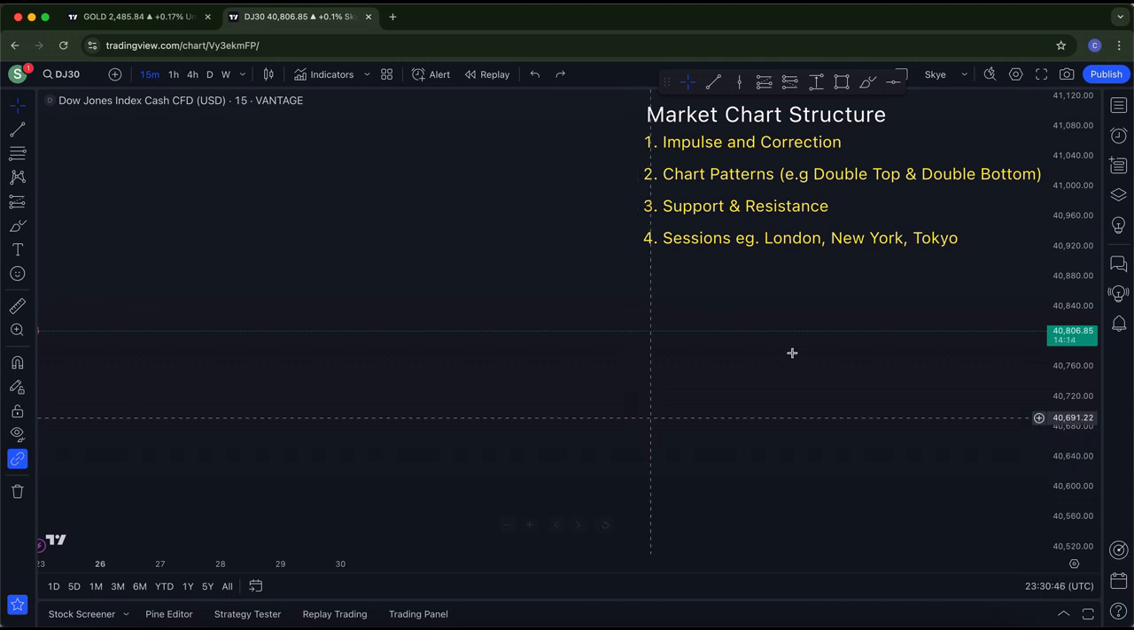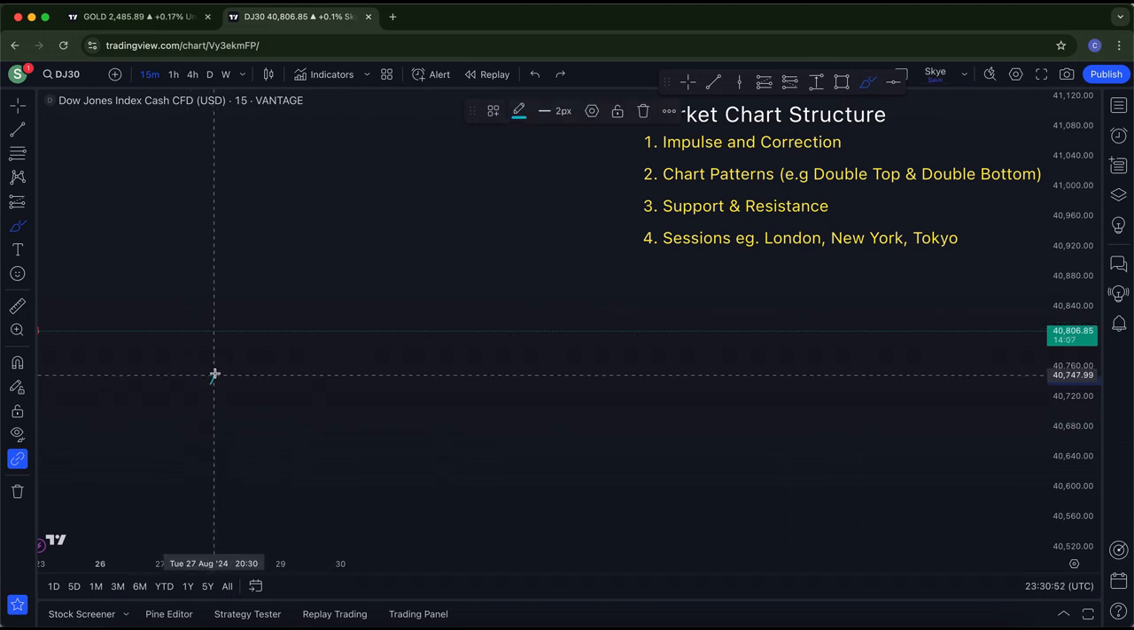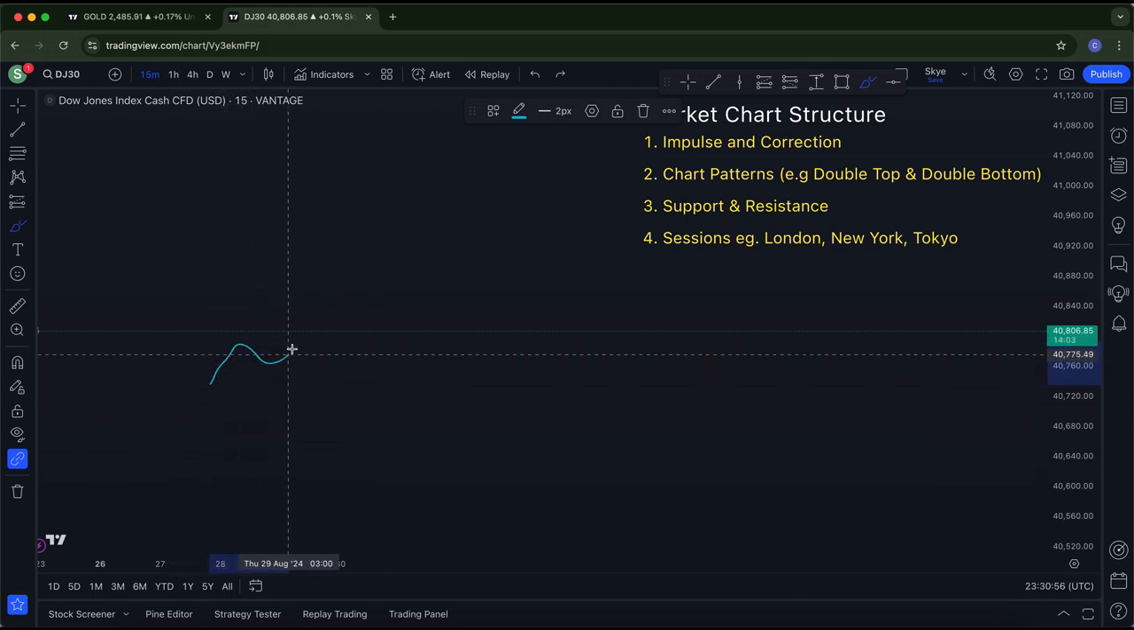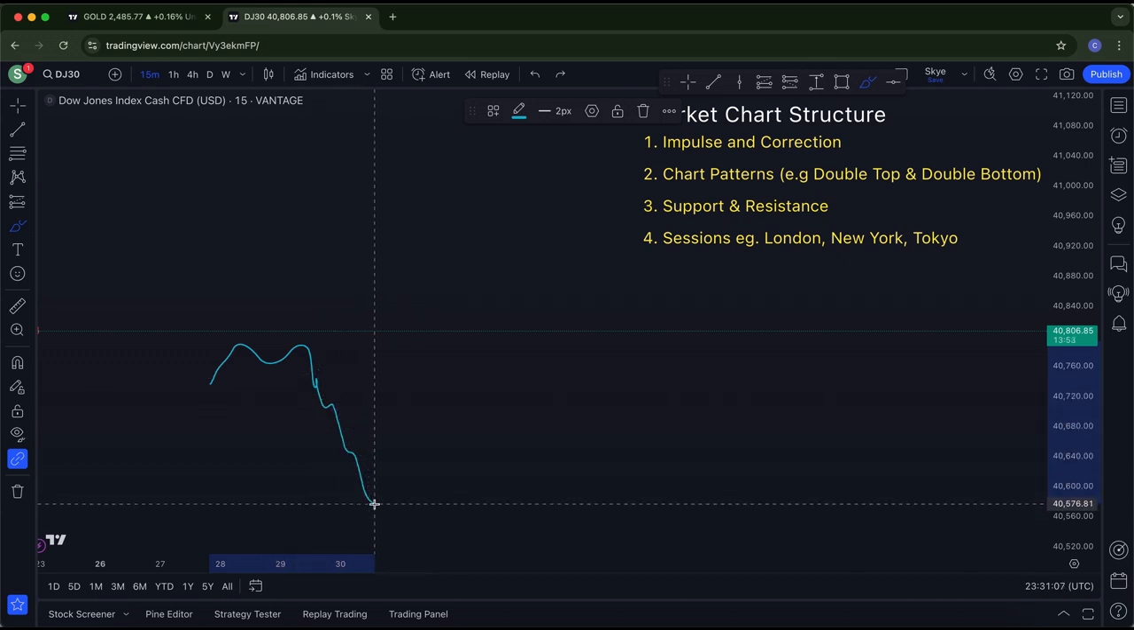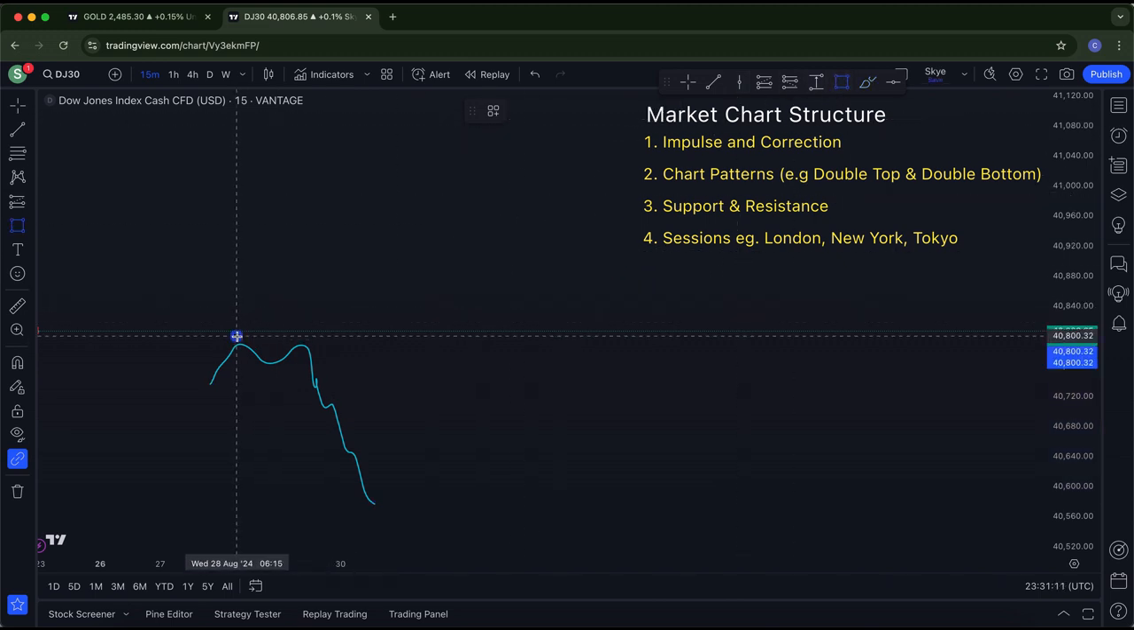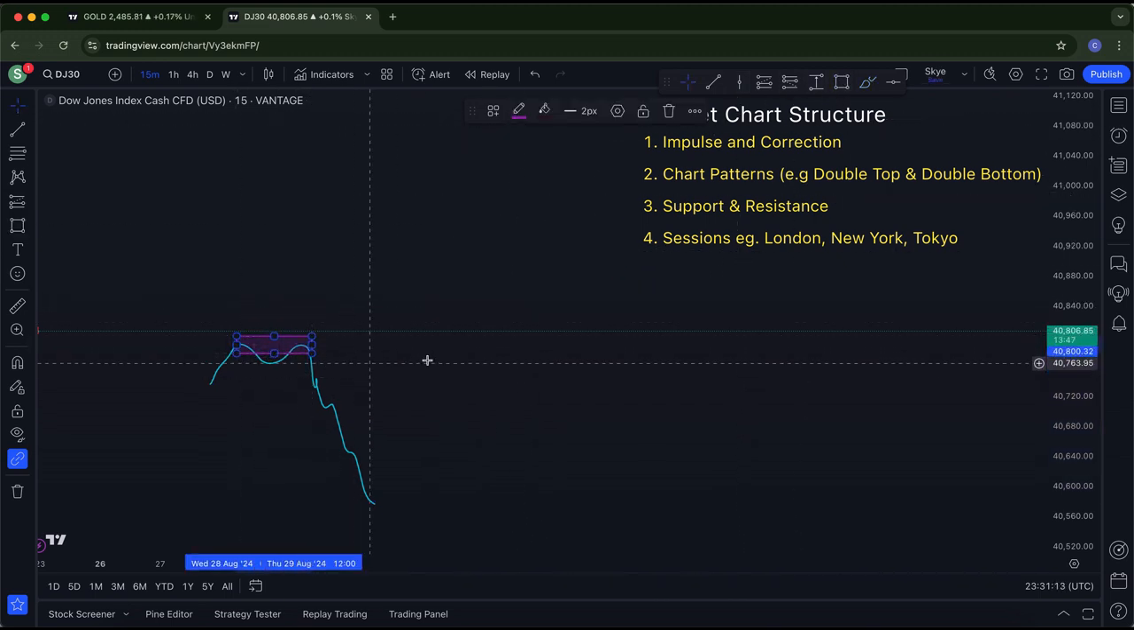Let me give you a quick example of the M pattern. For example, for an M pattern, you can see price moving like this, coming down, moving like this, then forming an M pattern. After forming an M pattern, the market continues downward. As you can see, this is the M structure right here. So this is called the M pattern.